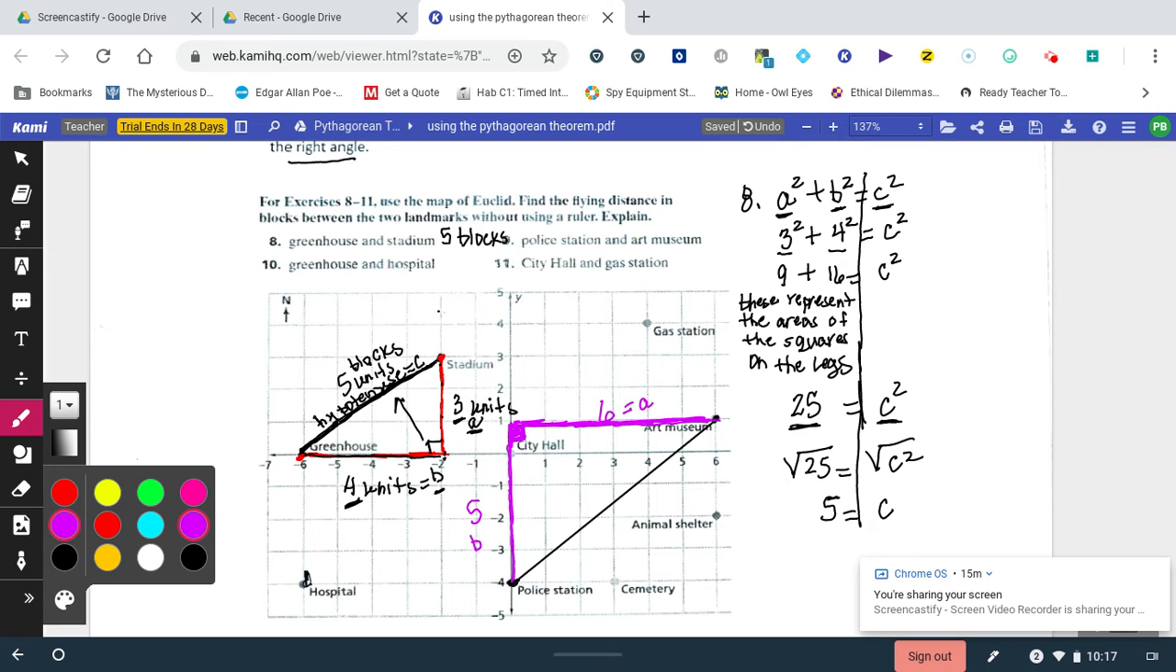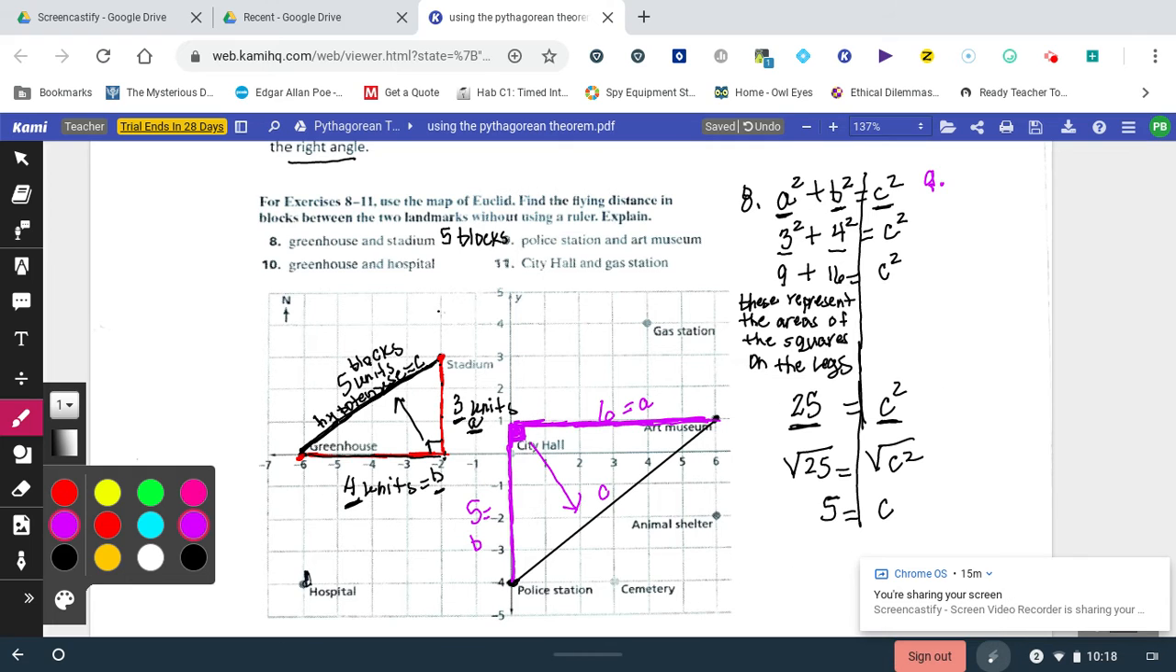Okay, these two are known as A and B. Again, it doesn't matter which one you let be A or B because a leg is a leg. Just as long as you let the one opposite the right triangle be C. All right, so we're going to use the information that we have in the Pythagorean theorem for number 9 to figure out this distance from the police station to the art museum.